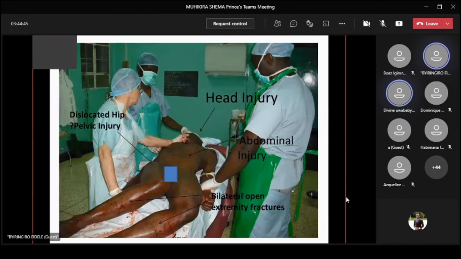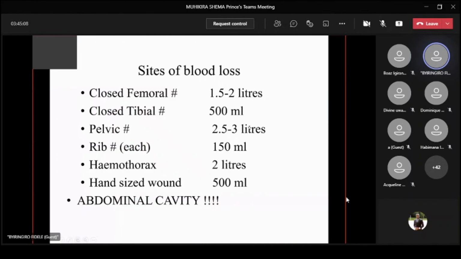This is it. I like this picture because it shows the reality on the ground, on the field, of what you can have. You have someone who has a head injury, abdominal injury, lower limb injuries, and hip injuries. And from the hip, you can have 3 liters of blood.